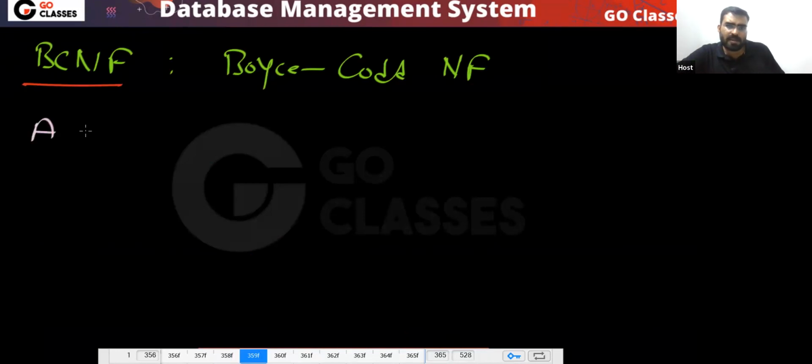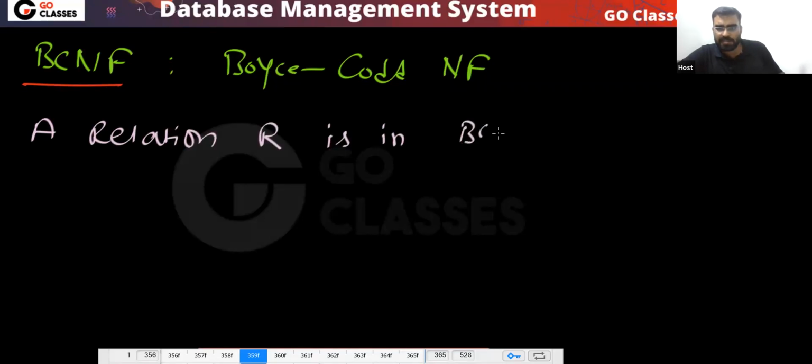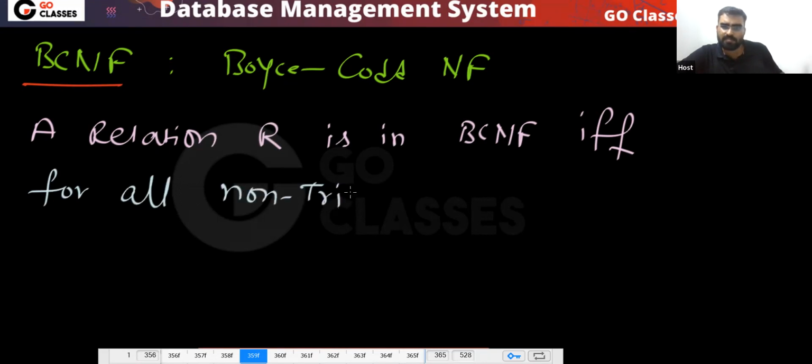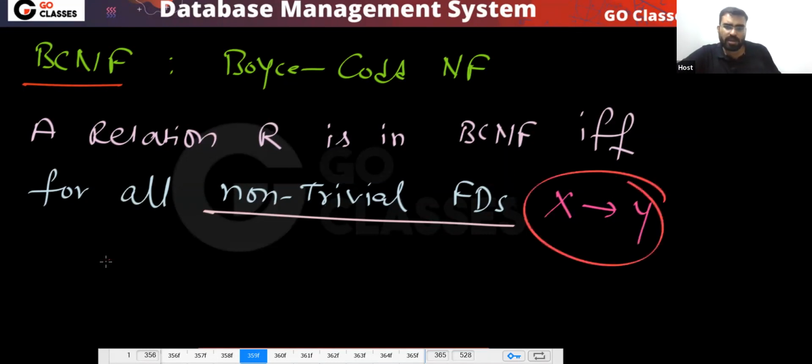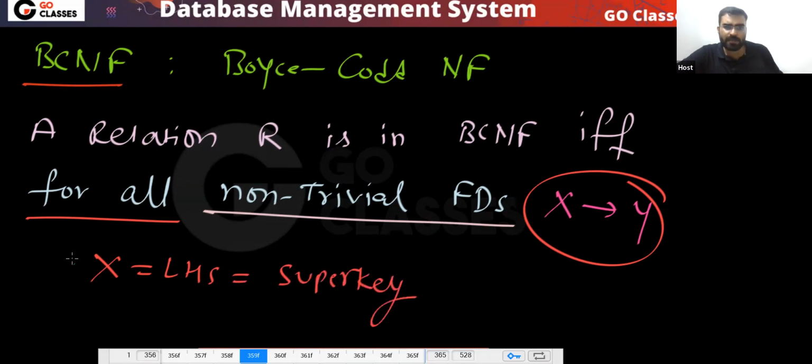A relation R is in BCNF if and only if for all non-trivial FDs, you take any non-trivial FD, X goes to A or X goes to Y, whatever, then X must be a super key. Is this point clear? Very simple definition.